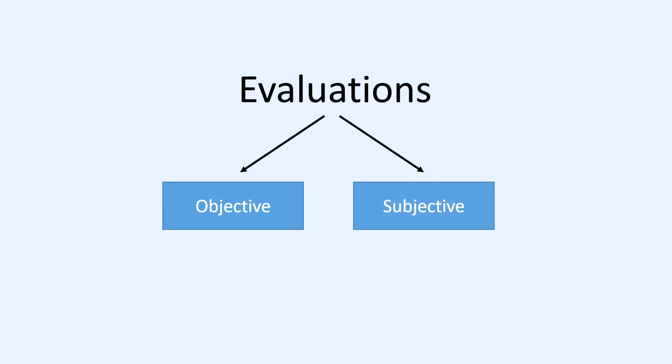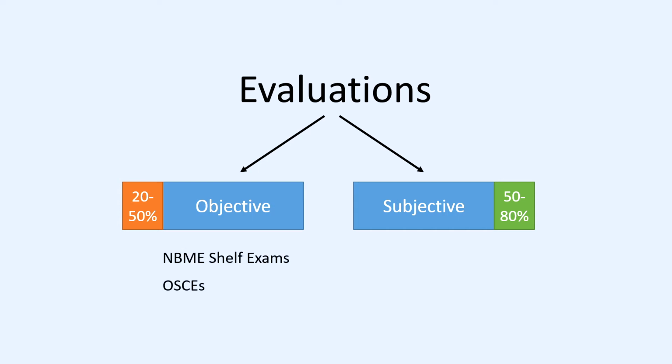The way that you end up being evaluated comes down to two things: your objective evaluations and subjective evaluations. Objective evaluations usually account for 20 to 50% of your grade, while subjective evaluations account for 50 to 80%. The components that make up your objective evaluation include NBME shelf exams at the end of your rotation, and in some rotations, OSCEs, which stands for Objective Structured Clinical Examination.